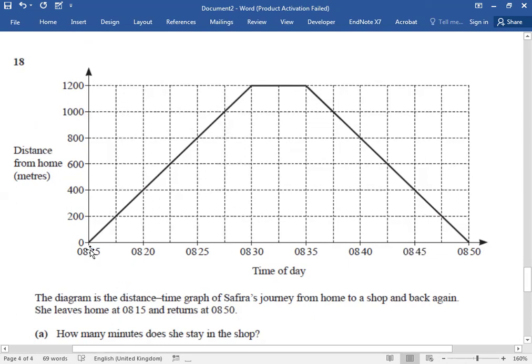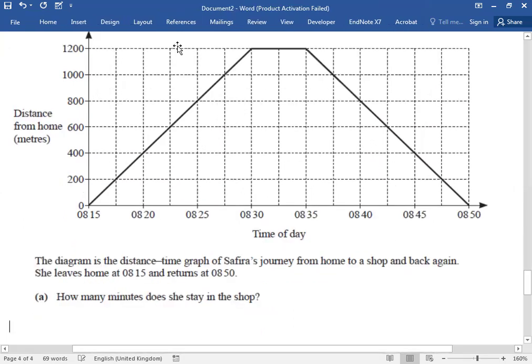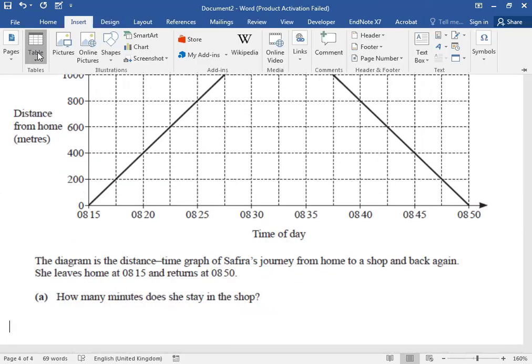She left her home, traveled a certain distance, stayed there for a certain time, even though the time was passing. And then she reduced that distance back to 0. So for how long did she stay at the shop? For how many minutes did she stay at the shop? From 8:30 to 8:35. So how many minutes did she stay at the shop? 5 minutes.